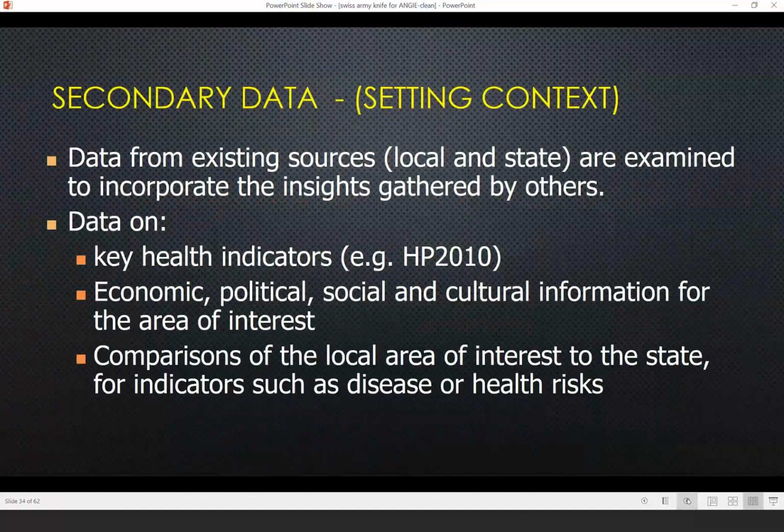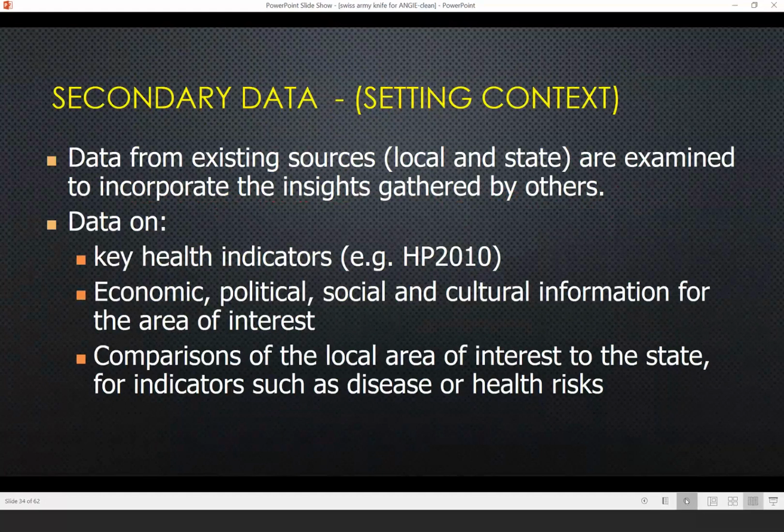So there's data on all kinds of key indicators that are out there, established, things like the Healthy People 2010 or 2020. There are economic, political, social, and cultural information that's available. And we want to be able to make comparisons to look at what's different in a particular environment, a zip code or a county or a cluster of counties, a service market area, a state, depending on how you're structured as an organization, that allow us to look at diseases and other kinds of risk factors.